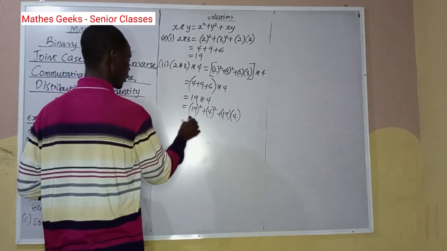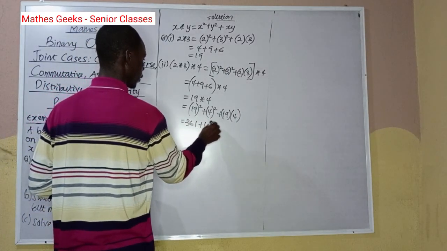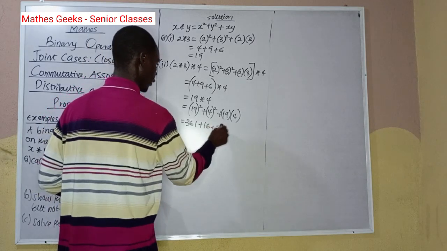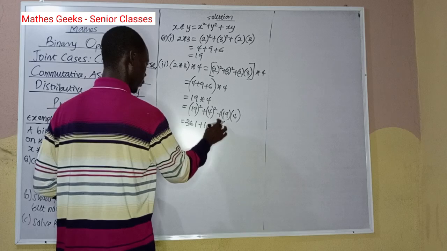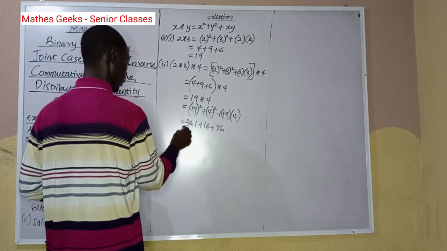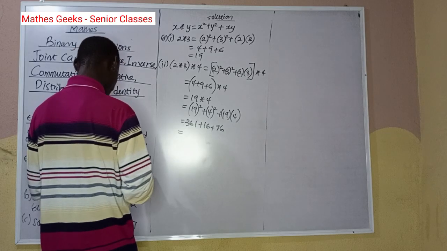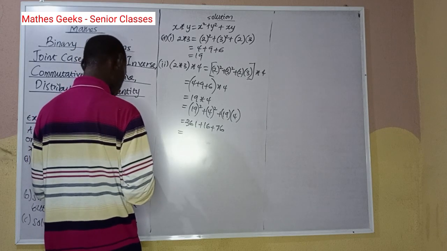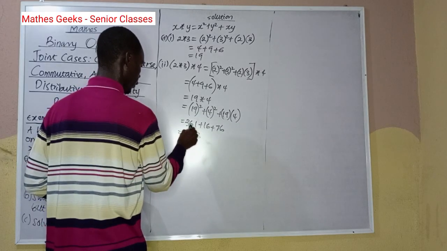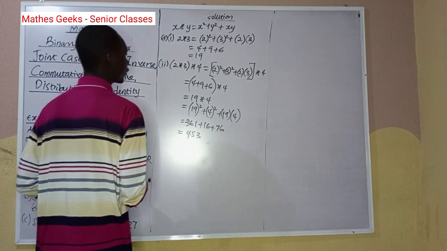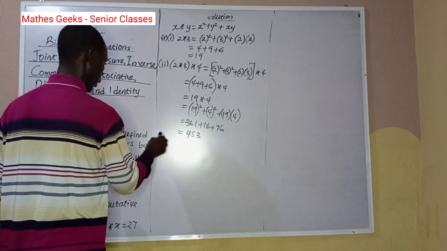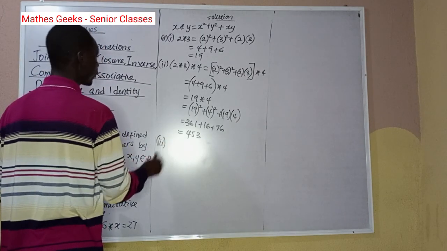Nineteen squared is 361, plus 16, plus 76, and this will give us 453. 453. Let's get in order.